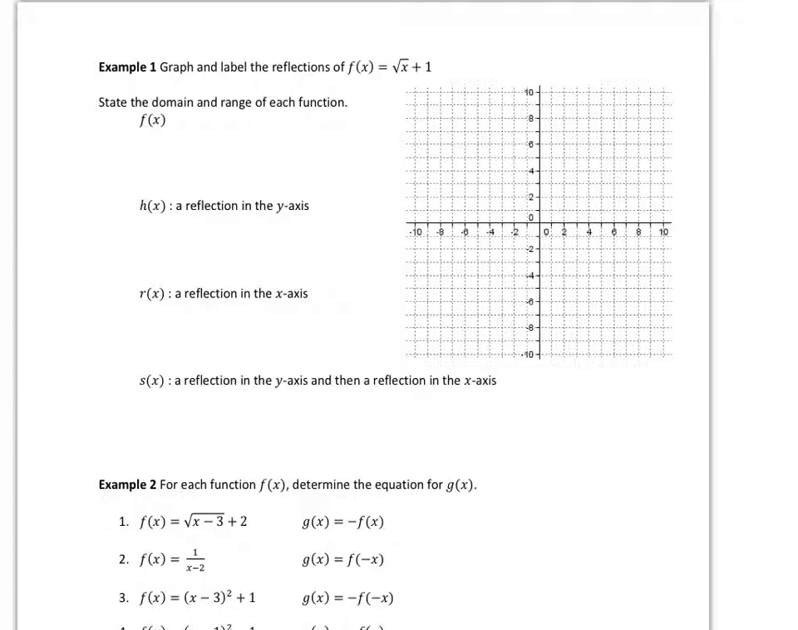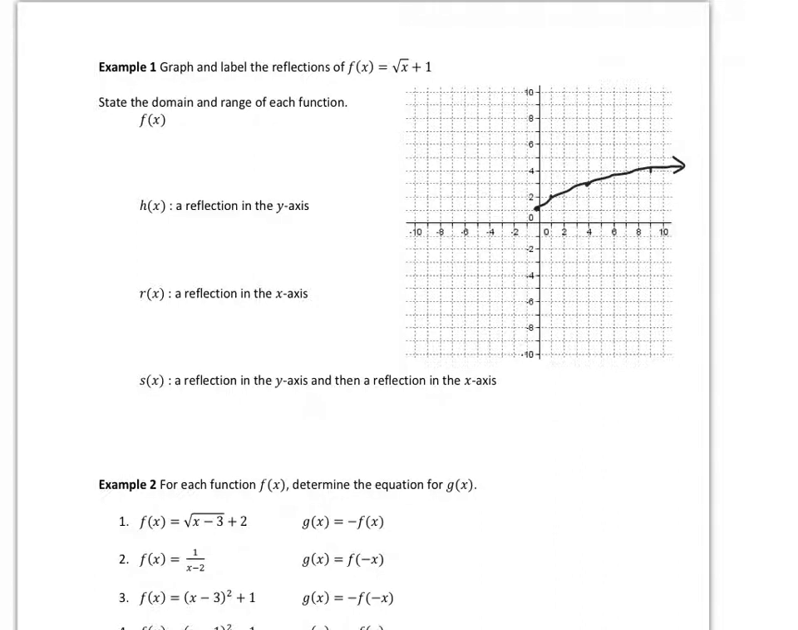So we're going to do one last graph example. We're going to state the domain and range of each function, and we're going to graph each of these functions. So let's have a look at this function that they've given us. It is f of x equal to the square root of x plus 1. Note, the plus 1 is not underneath the square root sign, which means that that is a vertical translation up, not a horizontal translation to the left.